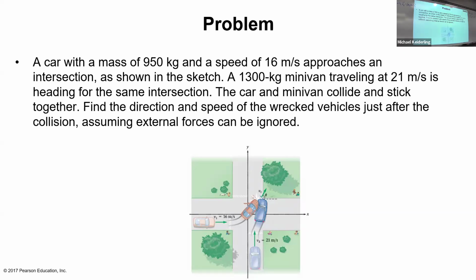So here, we have a car with a mass of 950 kilograms and a speed of 16 meters per second approaching an intersection as shown in the sketch. A 1,300 kilogram minivan traveling at 21 meters per second is heading for the same intersection. They collide and stick together. Find the direction and speed of the wrecked vehicles just after the collision, assuming external forces can be ignored. I'll give you a few minutes to work on this.